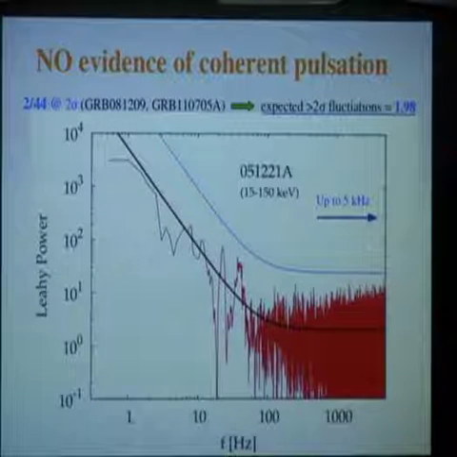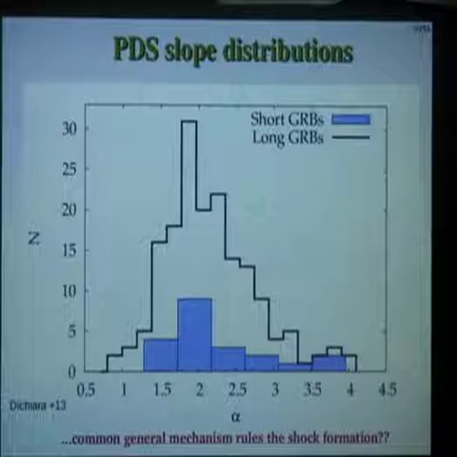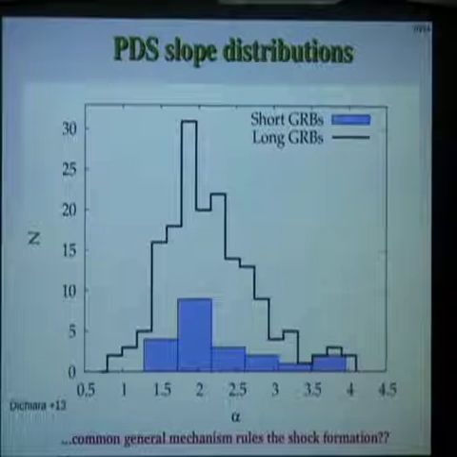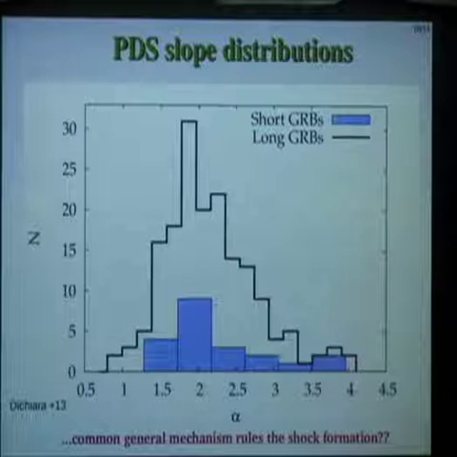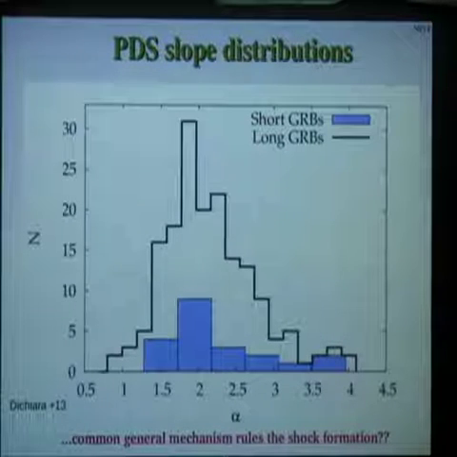So no evidence of coherent pulsation. An interesting result from this analysis is that the slope of the power density spectrum of short gamma ray bursts seems quite similar to the slope of the power density spectrum of the long gamma ray bursts. And this is something interesting.